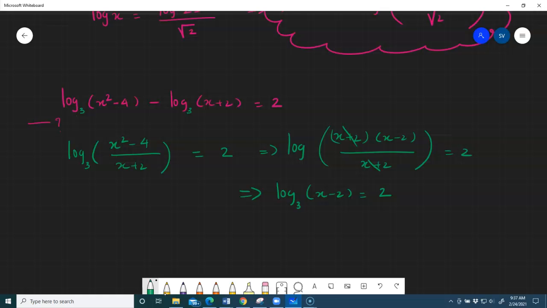So this can be written as x minus 2, because this term is staying on the left side, and the right side will be 3 to the power, the number written on the right side is 2, so this is your answer. So I'm writing here. The equation is x minus 2 is equal to 3 square, that is x is equal to 3 square plus 2, that is 9 plus 2 is 11. So the value of x satisfying this equation is x is equal to 11.